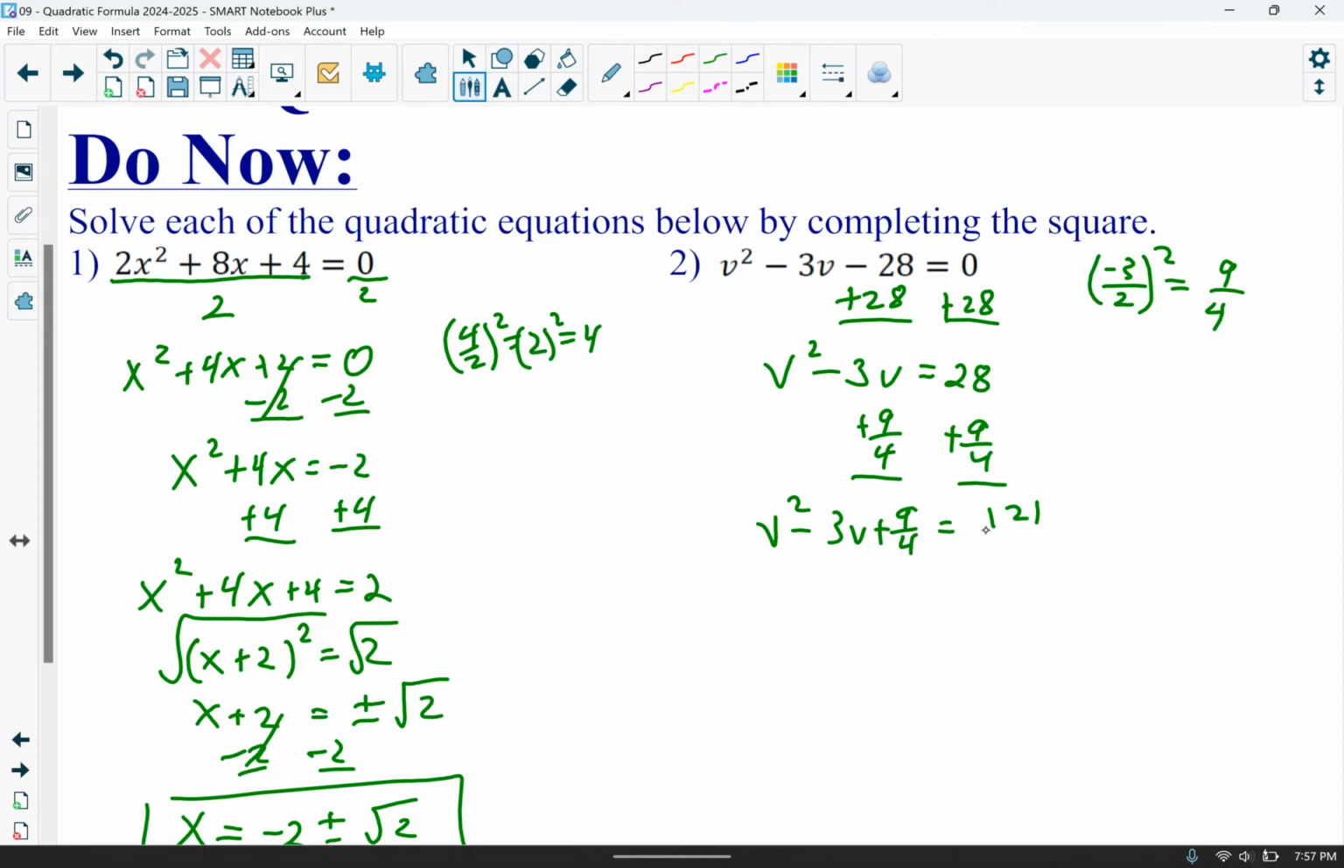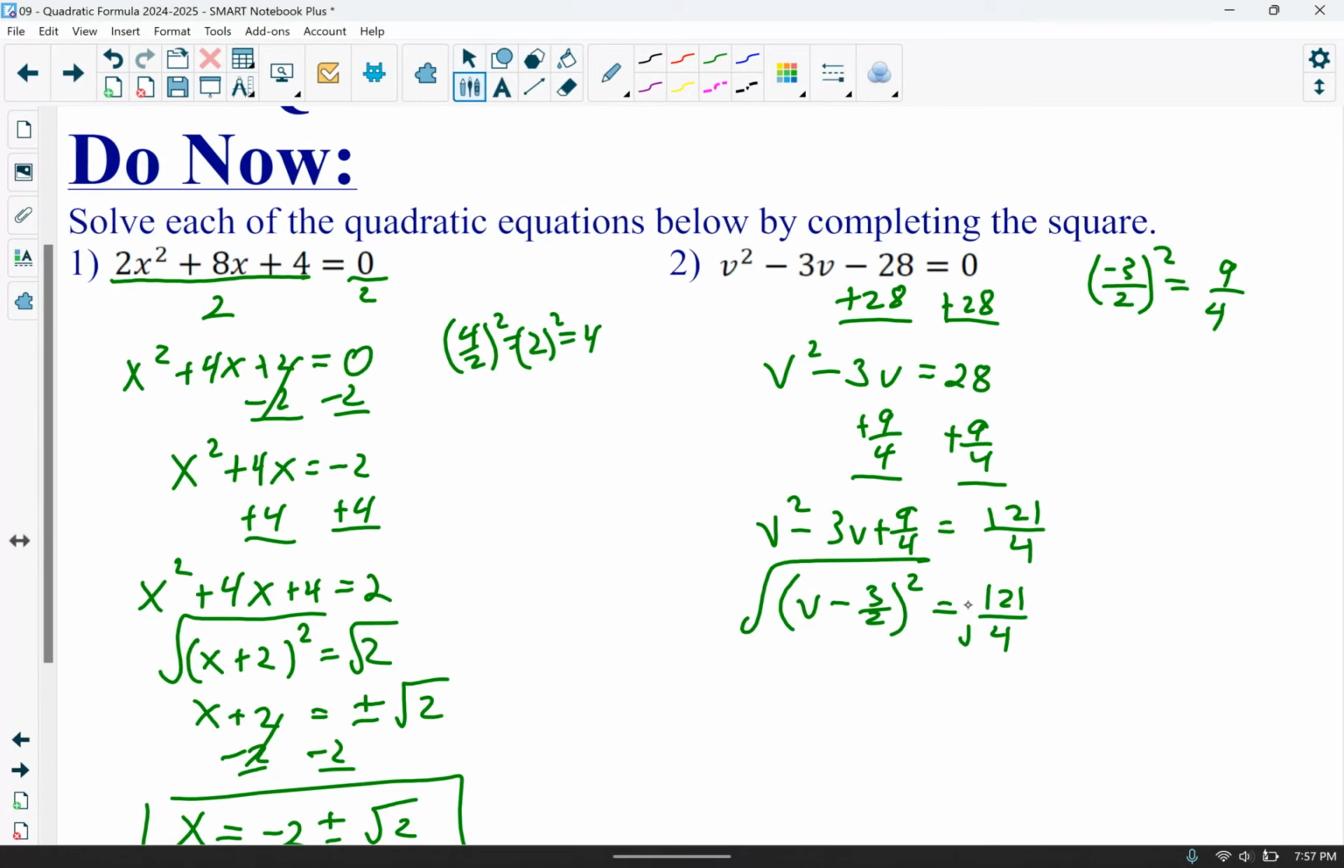And remember, we want to leave this as an improper fraction. It's going to be easier to work with. V squared minus 3v plus 9 over 4 is a perfect square trinomial. Okay, if we look back to the pattern recognition we did yesterday, that's going to factor into v minus 3 over 2. We're going to have half that b value in there as the number, equals 121 over 4.